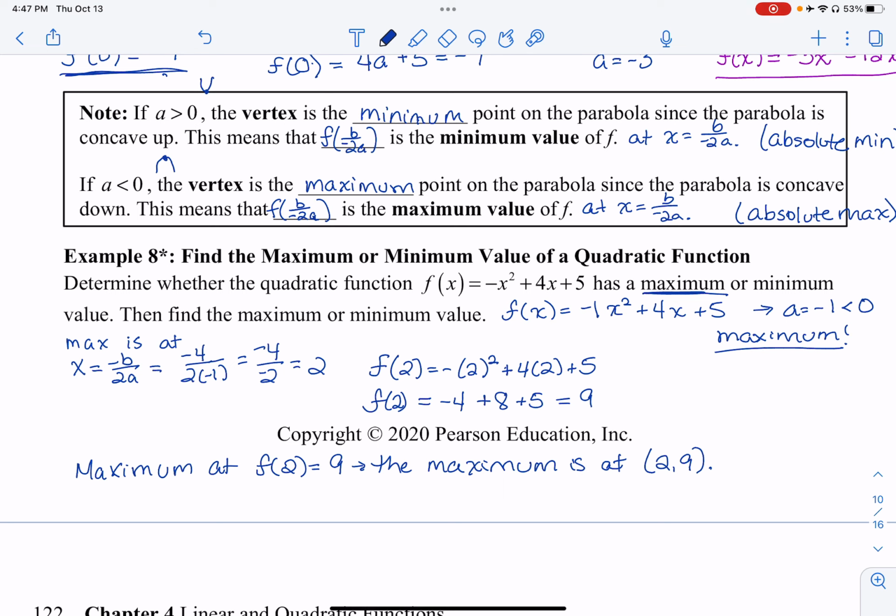Hopefully this is helpful. This finishes out section 4.3, and we'll move on to 4.4, which is more applications and building quadratic models from verbal descriptions. And that will be really helpful for the concept check that's coming up.